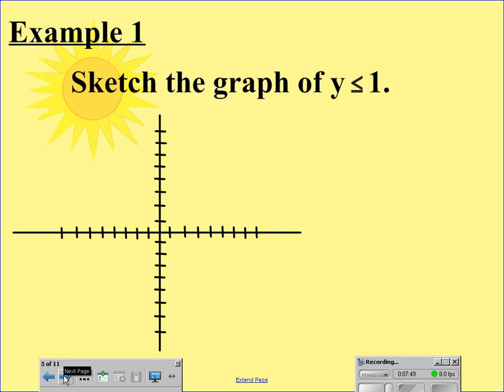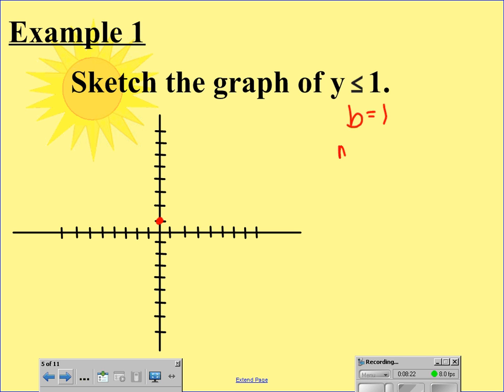Okay, so we want to sketch the graph of y is less than or equal to 1. We're going to use the same exact steps that we used in the warm-up. What is our b, our y-intercept? What constant am I having on the right side? 1. So I know that this is going to pass through 1.